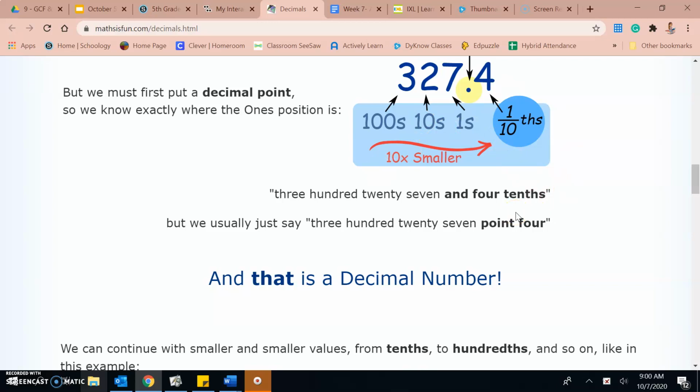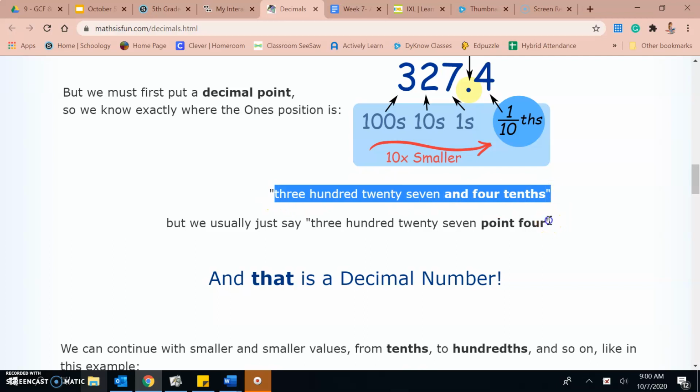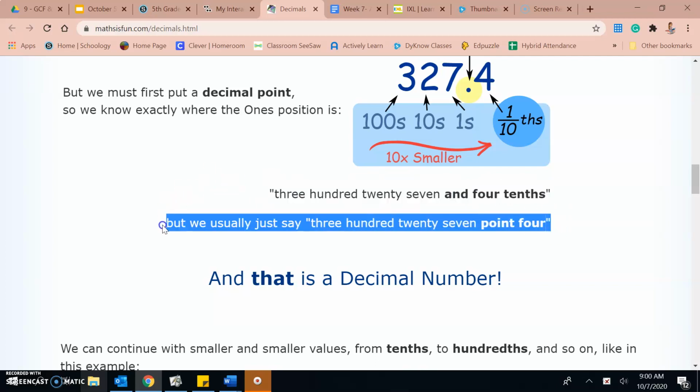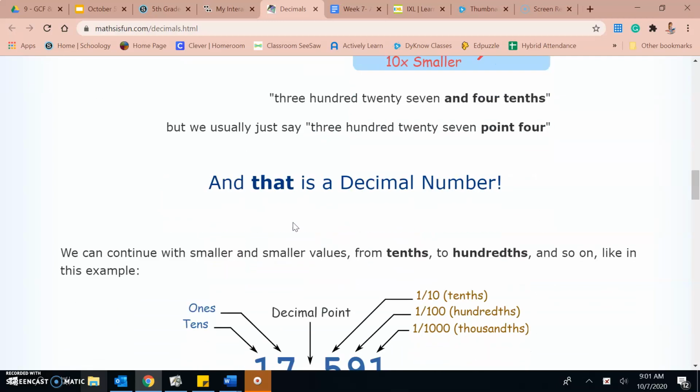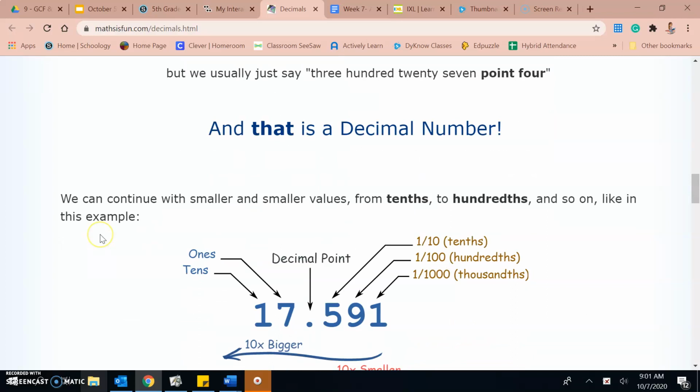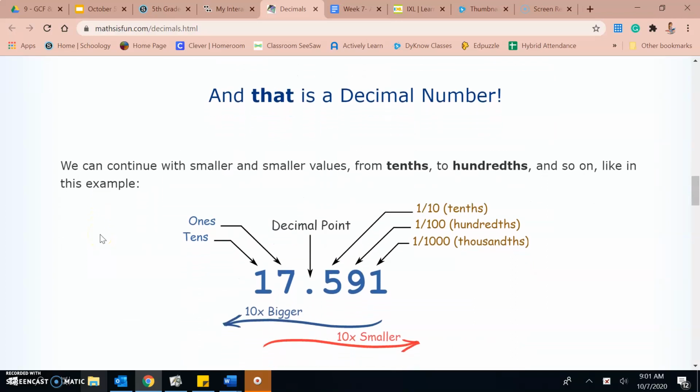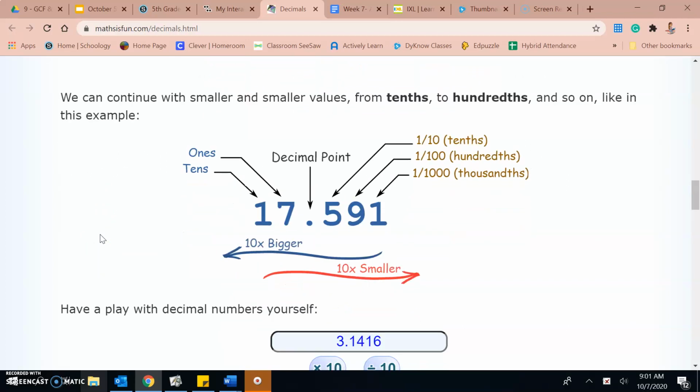And here are the fractions. So get in the habit of trying to say this using the word and, and try to avoid saying point, like 1.5 or 2.7. And that is a decimal number. We can continue with smaller and smaller values from tenths to hundredths and so on, like in this example.